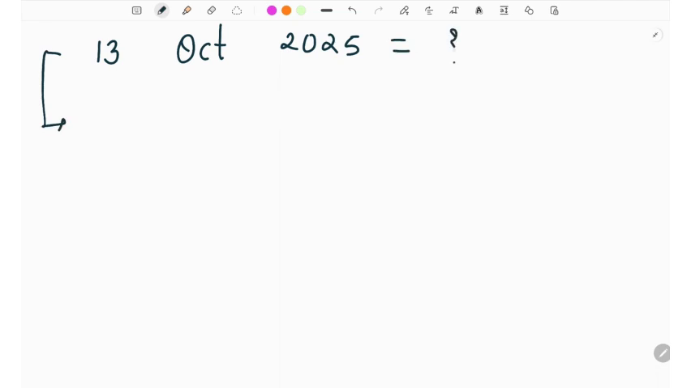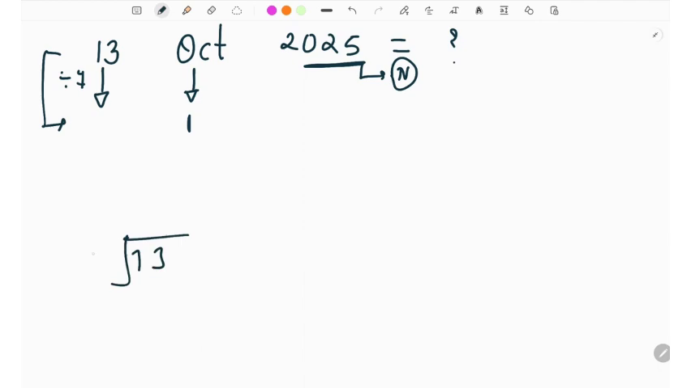You have to find it out. First of all, tell me what we do, guys. We simply see whether the given year is a normal year or leap year. Now, 25 is not divisible by 4. Hence, the given year is a normal year. Okay, and October code for normal year is 1. Divide 13 by 7. If I divide 13 by 7, I'll get the remainder: 7 1s are 7, remainder is equal to 6.